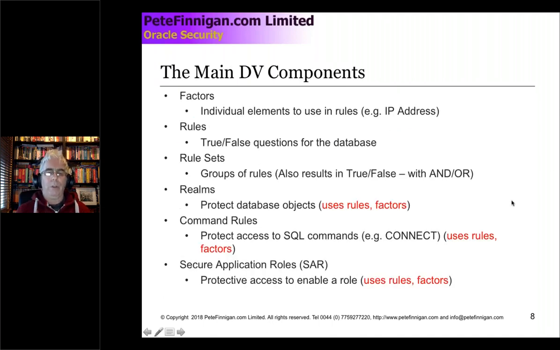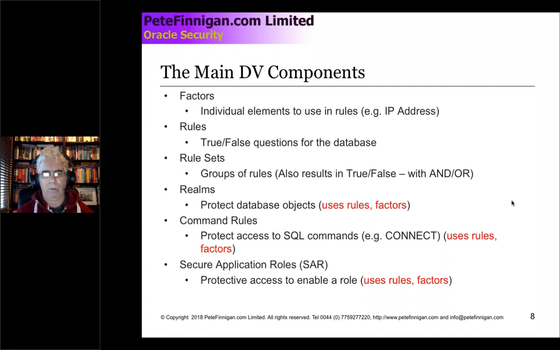The main components of Database Vault, let's start at the simplest level. There are things called factors. These are the individual elements of information, things like IP address, time of day, username, maybe a role that's enabled at the time. There are quite a number of built-in factors that Oracle have already created, and factors are actually protected with Database Vault as well, so it's recursive. And you can create your own factors. You can create as many factors as you want, and you use these individual pieces of information in rules.